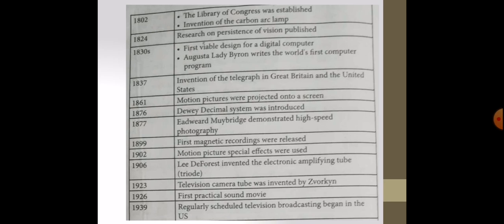In 1902, motion picture special effects were used. In 1906, Lee DeForest invented the electronic amplifying tube or triode. In 1923, the television camera tube was invented by Zworykin. In 1926, the first practical sound movie. And in 1939, regularly scheduled television broadcasting began in the U.S. Okay? In 1940s, it becomes the beginning of information science as a discipline.